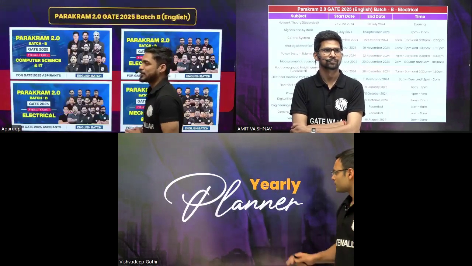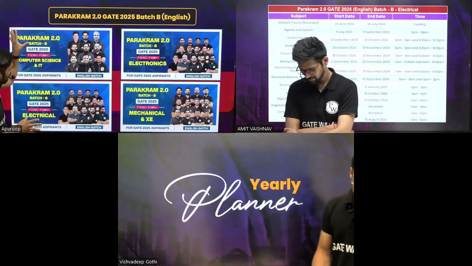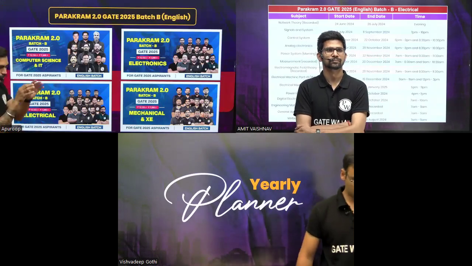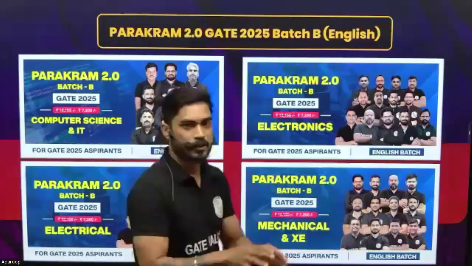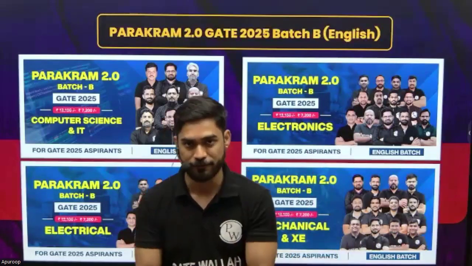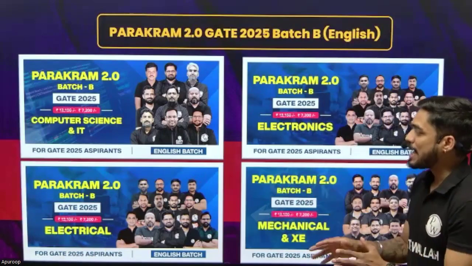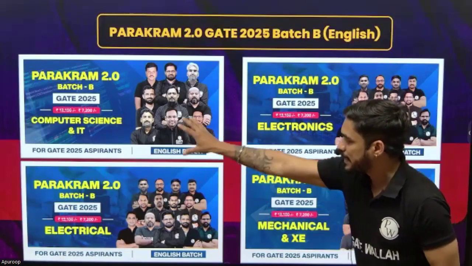Let me first tell you what are the batches here that we have for you. So we have Parakram 2.0 Batch B. This batch is for all the students who are preparing for GATE 2025. So this is a one-year batch. And this batch is for the students of computer science and IT.